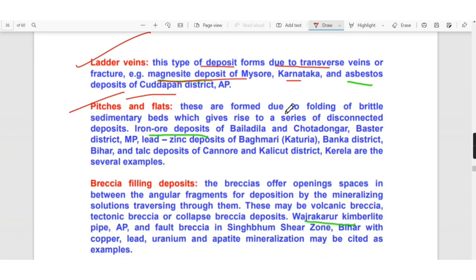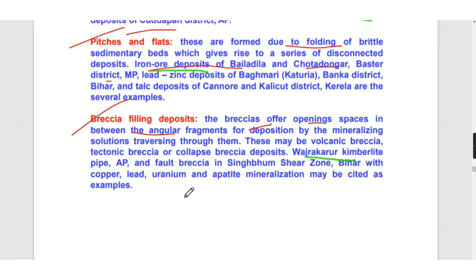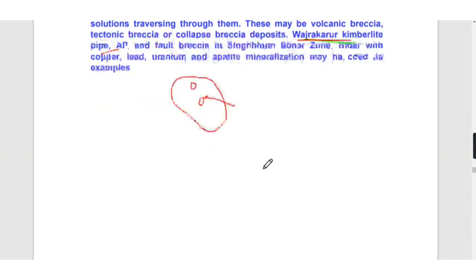So these are formed again due to the folding of the brittle sedimentary beds, like iron ore deposits of Beladila, Chota Dongar, Bastar district, Madhya Pradesh. Okay. Breccia filling deposit. The breccia has openings or spaces in it, in between the angular fragments, for the deposition of mineral solution. So in those spaces, suppose this is breccia, it has openings. So in these openings, solution can deposit their minerals, like Wajrakarur kimberlite pipe in Andhra Pradesh, Pal breccia in Singhbhum shear zone. These are the examples of it.